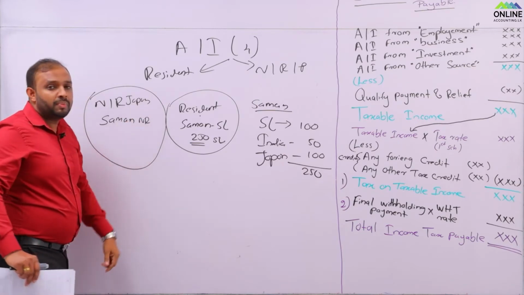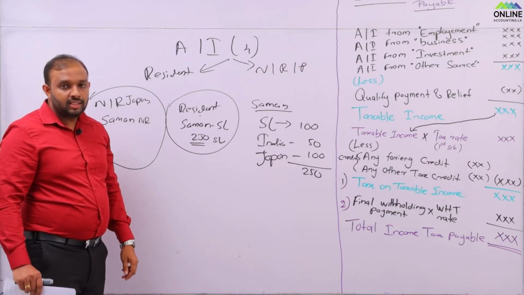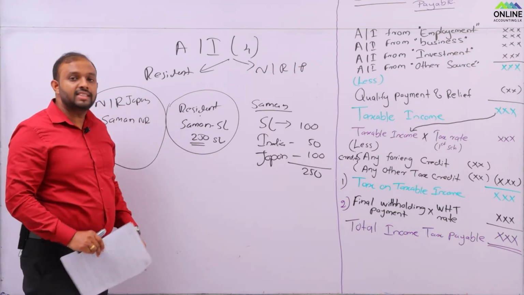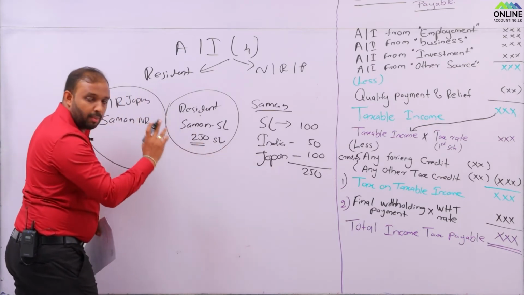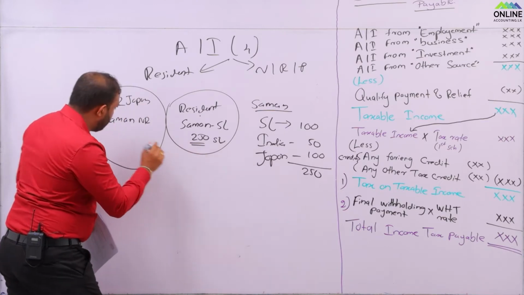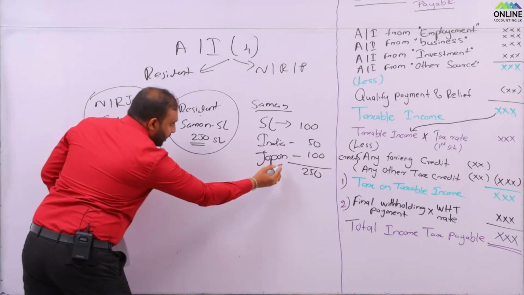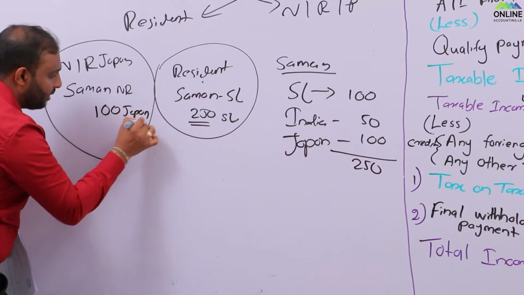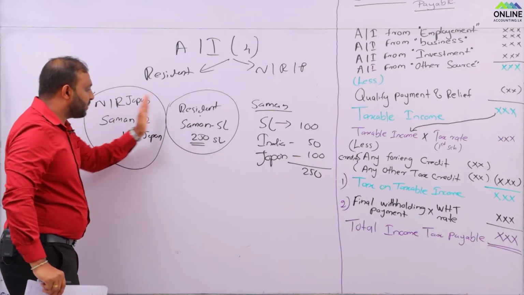So this non-resident principle says that a non-resident person needs to be taxed on income arising or derived in a particular state. Simply, someone needs to pay taxes in Japan only on the income earned or derived from Japan. It means only 100 is taxable in Japan, right? So this is a principle called the resident and non-resident principle.